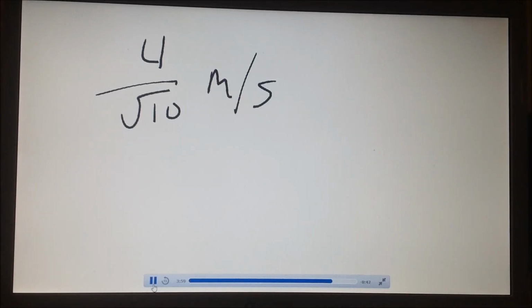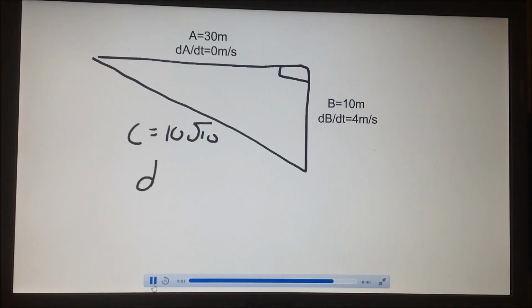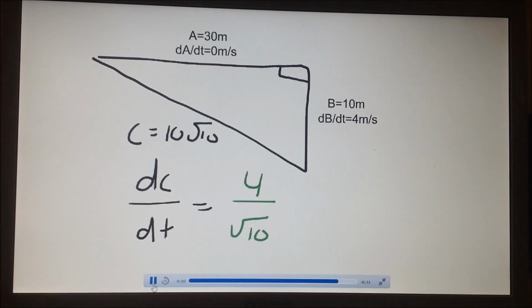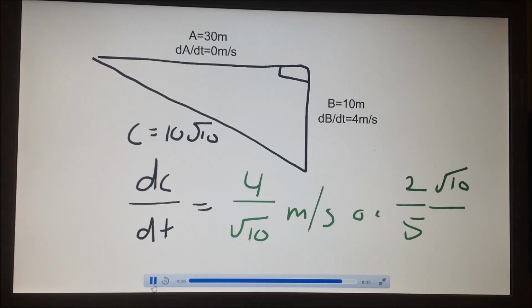You can't forget the units. Your units are going to be 4 over the square root of 10 meters per second. And that's your final answer. dC/dt equals 4 over the square root of 10 meters per second, or 2 over 5 square roots of 10.